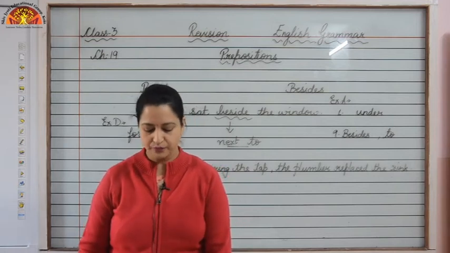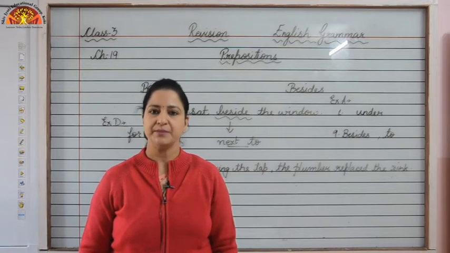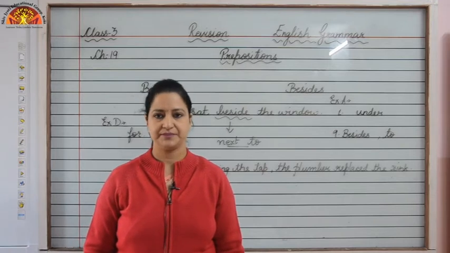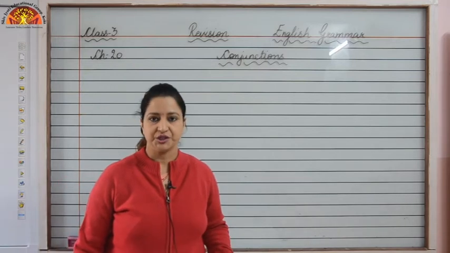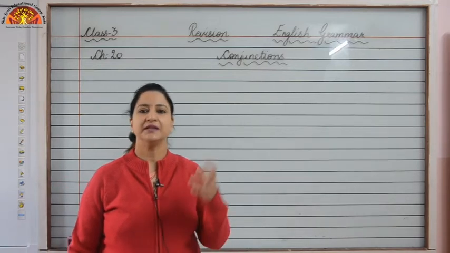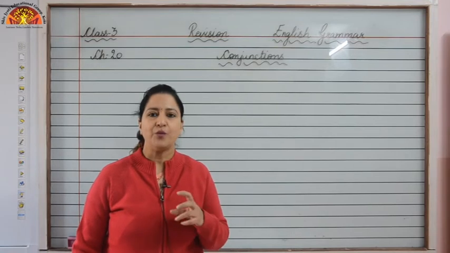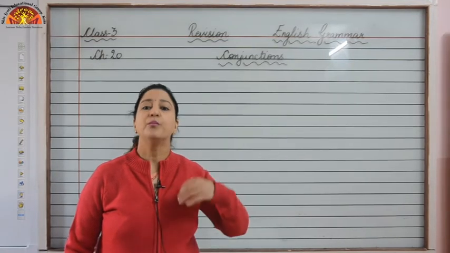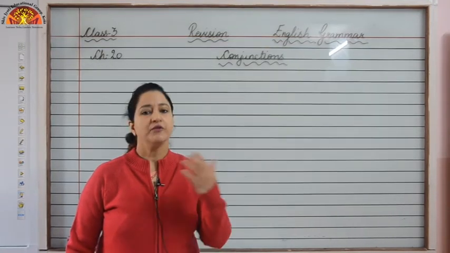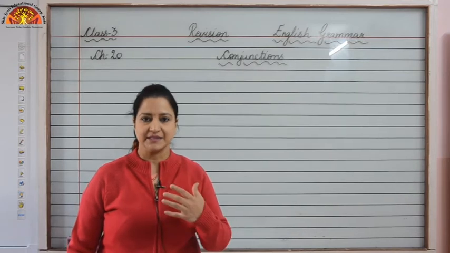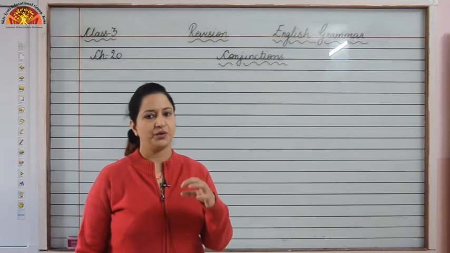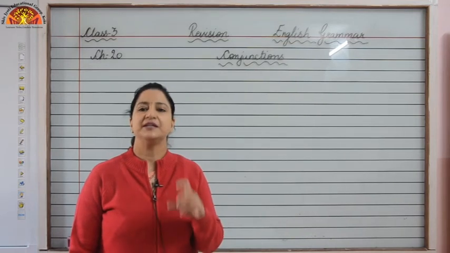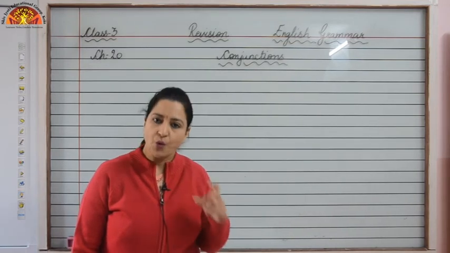Now let's move to our next chapter, chapter number 20, conjunctions. Now what are conjunctions? Conjunctions are the joining words. When we want to join two or more than two words, phrases or sentences with each other, we have to use conjunctions. So in simple words, conjunctions are the joining words.